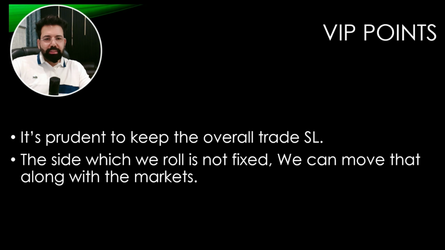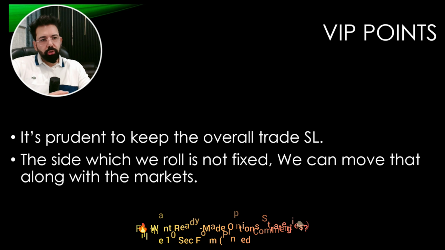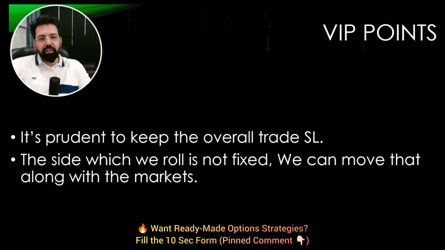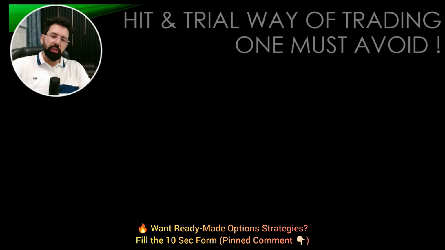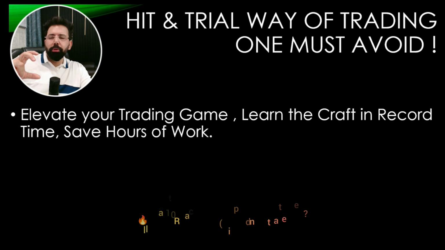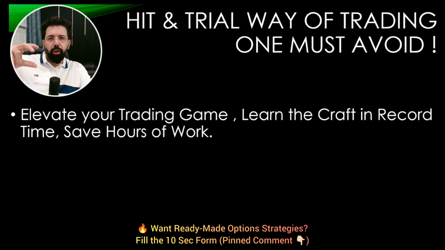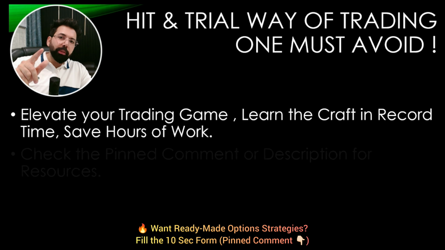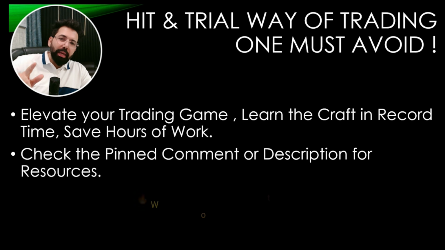Number two, the side which we roll is not fixed. We can move that along with the market. So it's very easy. Basically, I'm going to tell you in a simple way. What we can do is we made a position in October. The market moved up. We squared off 3 legs out of 4. Simple. We moved to November. Right now, again, the market moves up. We can move from November to December. Remember, because we are not touching the buying leg, that means that buying leg is getting deeper in the money. That's the reason we used this.